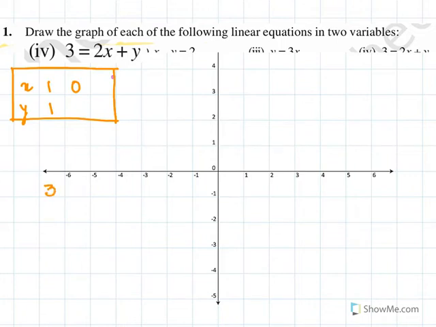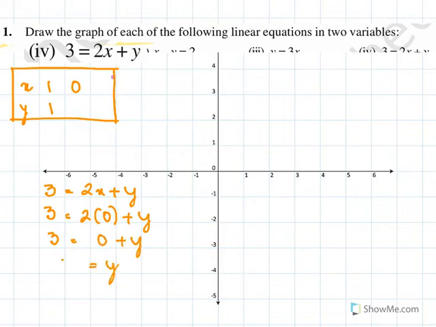Now I'll take x equal to, say, 0. So my equation is 3 equal to 2x plus y. 3 equal to 2 into 0 plus y. 3 equal to 0 plus y. So y equal to 3. 0, 3 is the next point.